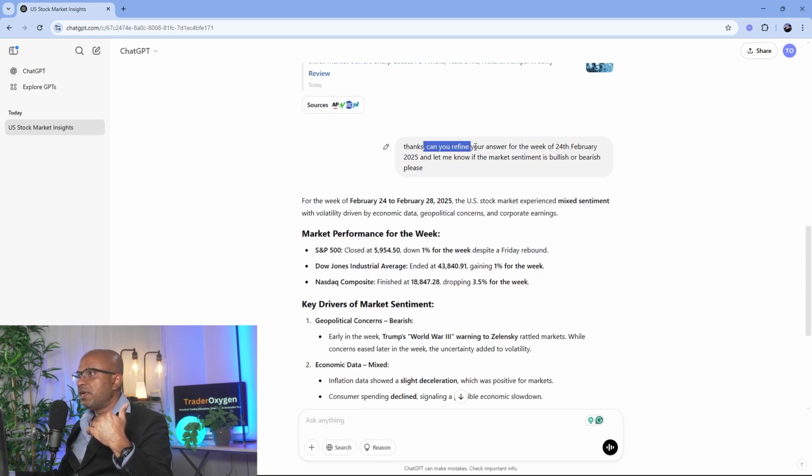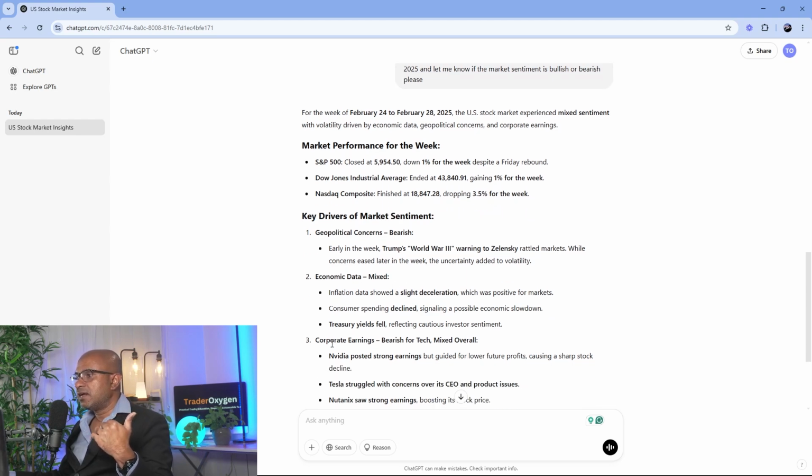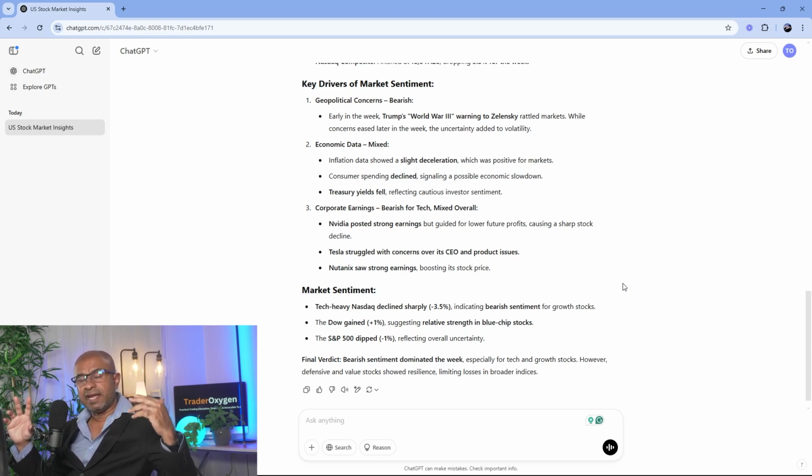Then we asked ChatGPT to refine the answer and say if the market sentiment is bullish or bearish. What we see is, due to various reasons like geopolitical concerns like World War III, Trump, the Ukrainian situation, and economic data, corporate earnings, with all that, a bearish market sentiment. So we use ChatGPT to get the macroeconomic insights, and we use that as a confluence in our trade, so the confluence we get from here is that the market sentiment has a bearish bias.